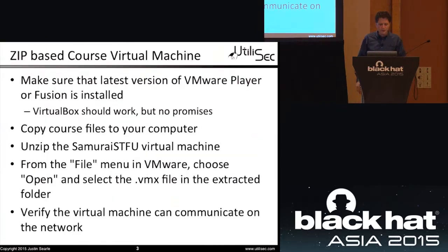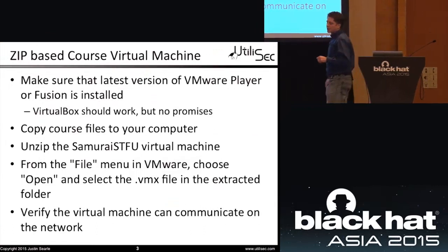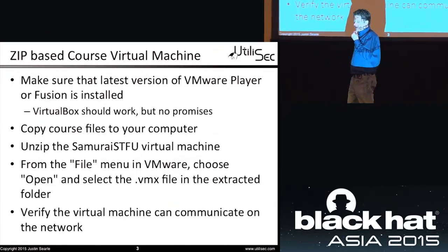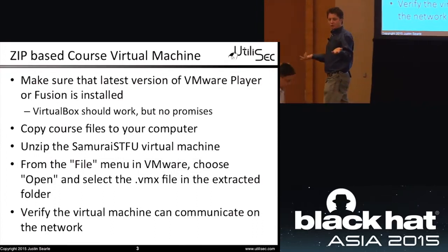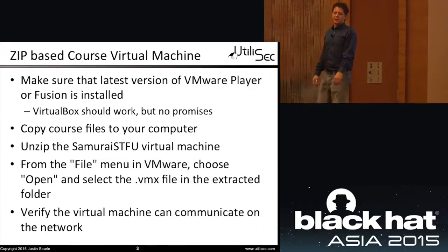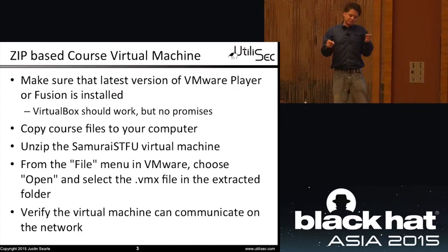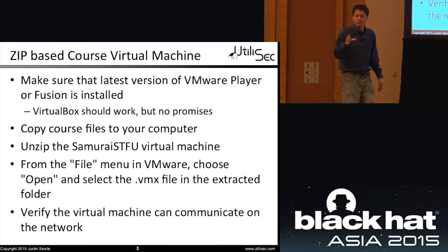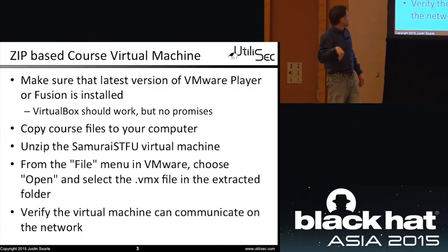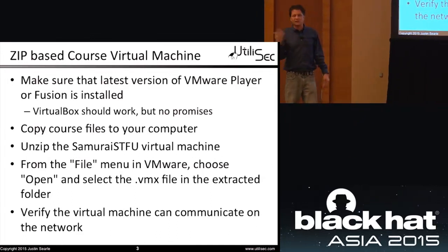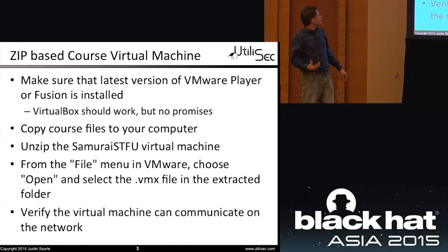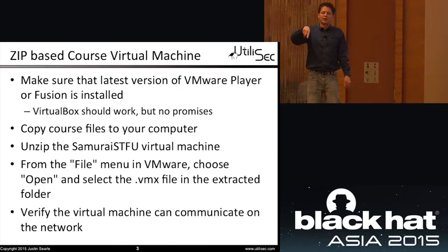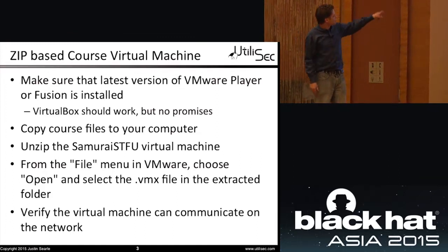Okay. So, as you're working, these are the general instructions to get that virtual machine up. If you've ever worked with virtual machines, it's really straightforward. On the USB or on the DVD, you will find the Samurai STFU virtual machine. You'll just want to copy that to your hard drive. Once it's on your hard drive, unzip it. And then inside of VMware, just do File, Open. You don't import it. You have to do a File, Open, and then point it to the VMX file, which is the configuration file.